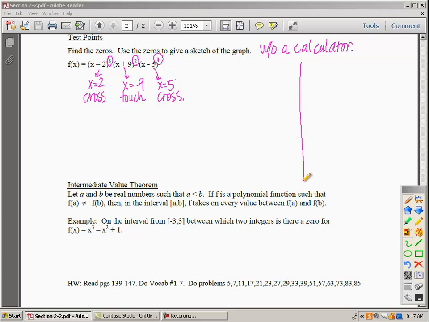So let's try and look at, I guess, a general shape first, and then we'll look at where we go from our zeros. All right, so I have at +2, I have a 0. At +5, I have a 0, and at -9.